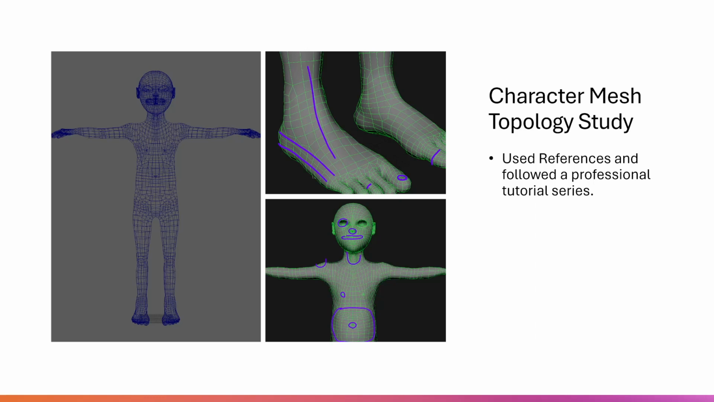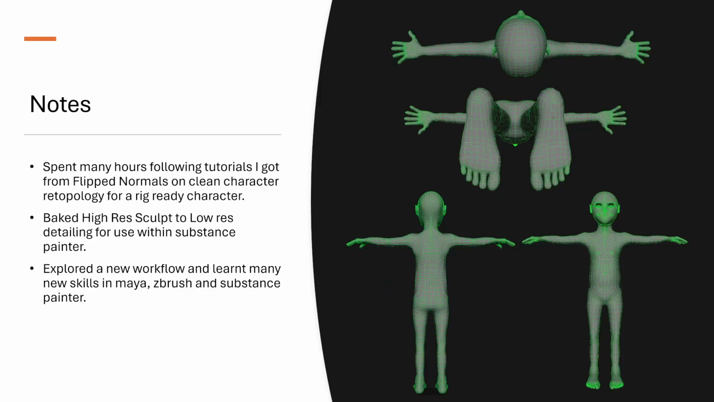So throughout the semester, what I've done is I've followed a series of tutorials by Flip Normals, and they were mainly focusing on character topology for a rig ready asset. So I've highlighted here some of the flows of geometry that are important, and I've got here as well just some other details. So essentially, I did a high poly sculpt with something like 6 million triangles and really fine skin detail. And then what I've done is I've then baked that into, created a low poly mesh in Maya.